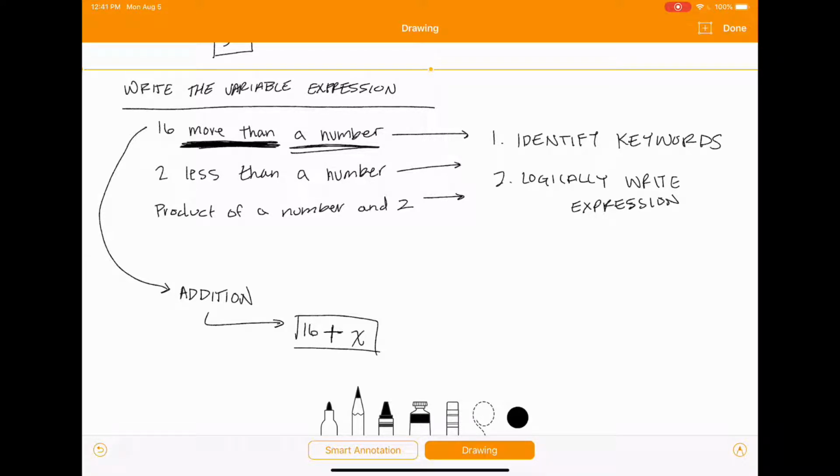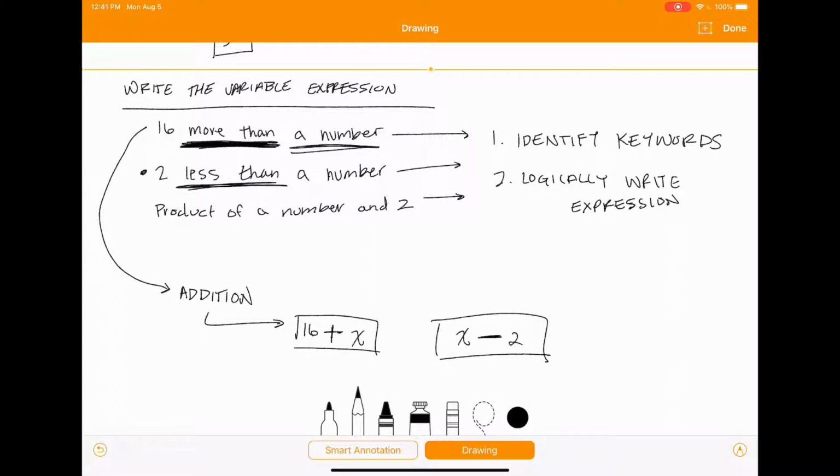Now in the second one, our keywords are going to be less than. So that's opposite of more than. So we're going to have subtraction, and it's 2 less than a number. So 2 less than some number. So some number minus 2 is going to be 2 less than this number.